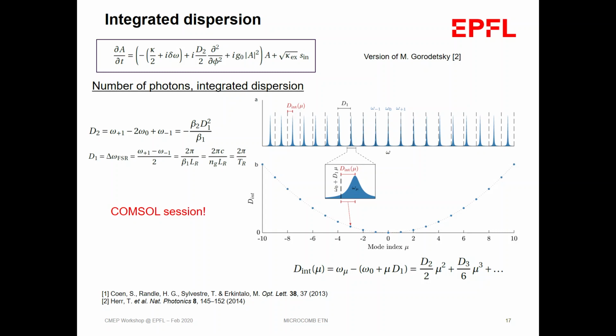Of course, every parameter like D1 and D2 here can be expressed in terms of the fiber optic parameters beta 2 and beta 1. So these are very handy formulas to recalculate one from another and inversely. And yesterday, the final result of our whole COMSOL session was an integrated dispersion profile. You remember, we got this kind of parabola, but actually we got more terms.